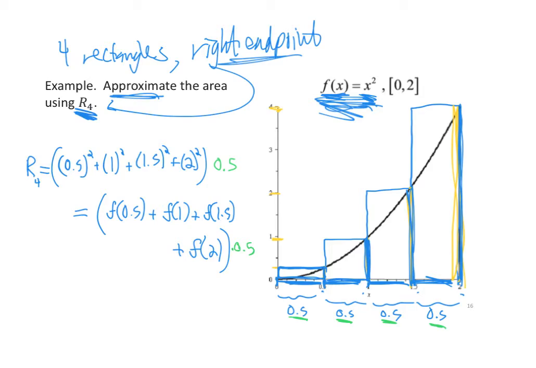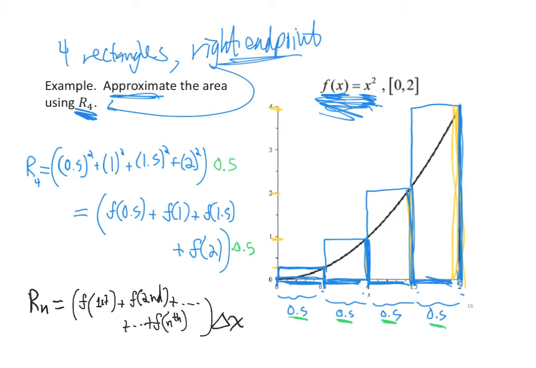Okay, so the more general formula is like this. If we have Rn, meaning we cut our area into n subdivisions, the formula will be f of the first thing plus f of the second thing plus and so on plus f of the nth thing, all multiplied by what we call delta x. These things here are the delta x's.